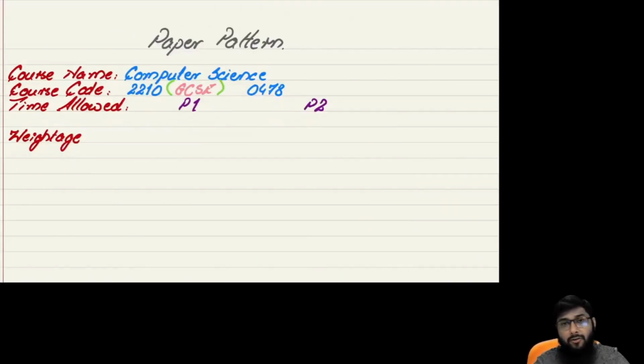Today we are going to introduce O-level computer science, and we will be studying the paper pattern and the topics that we need to cover in computer science for O-levels as well as in IGCSE. You might see on the screen, the course name is computer science.